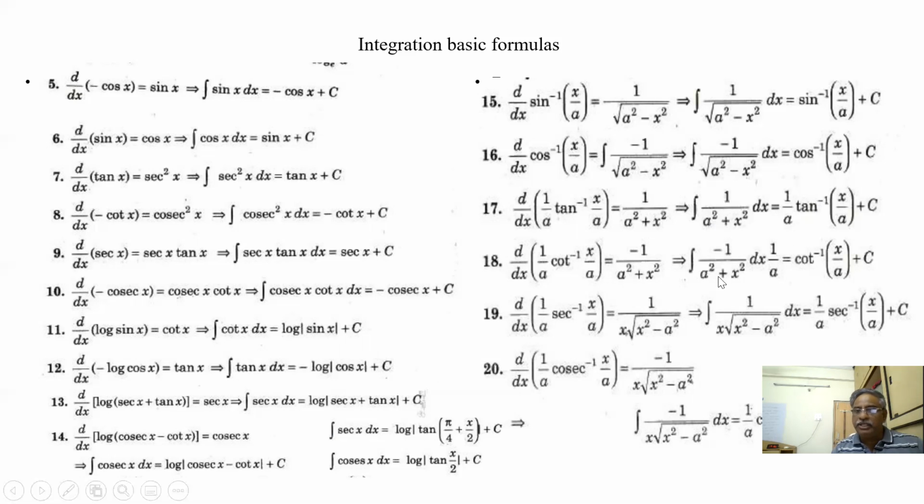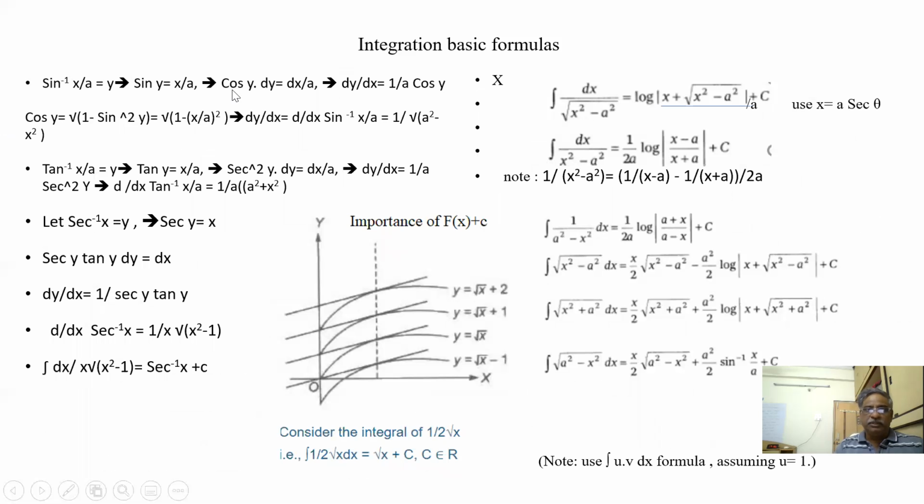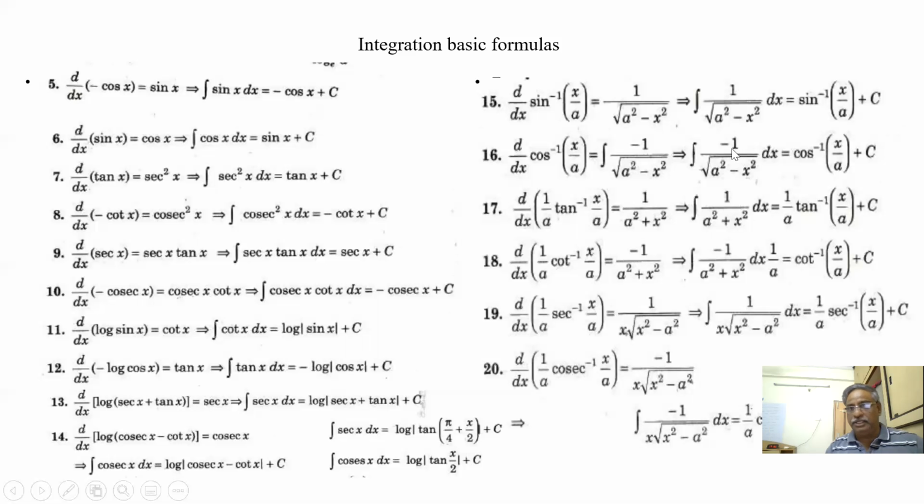This is minus 1 by a square plus x square, cot inverse x by a. Minus 1 by root of a square minus x square, cos inverse. Here plus 1, here minus 1, because d by dx of cos x is minus sin x. So we will get minus sin here. So 1 by square root of a square minus x square is sin inverse x by a. Minus 1 by square root of a square minus x square is cos inverse x by a.